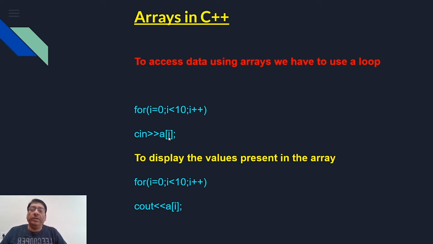Similarly, after you accept the values, these values are stored in an array. Later, if you want to display all the elements, you can again write a for loop with a cout statement. So whenever you are accepting something in an array or displaying something from an array, you can make use of a for loop, provided you are going to display or accept the numbers for all the locations in the array.